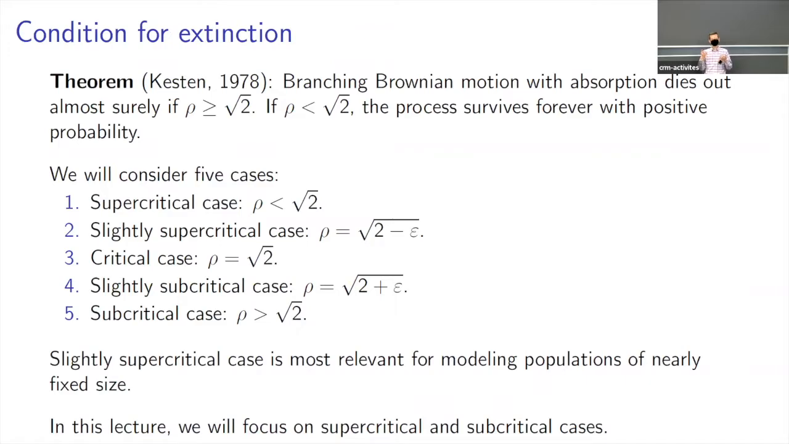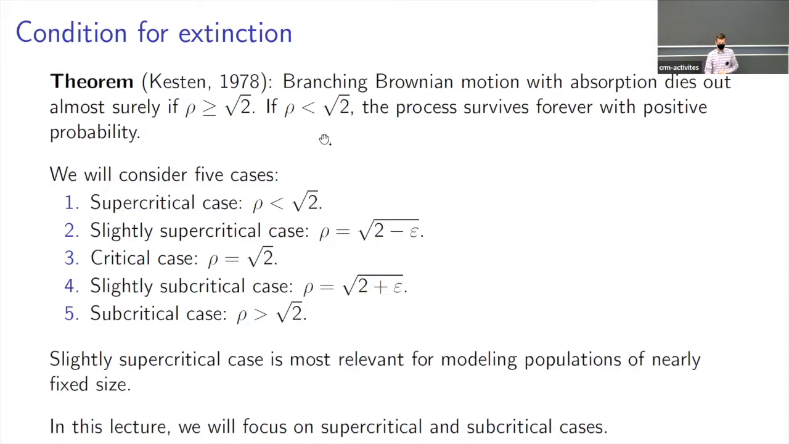Now, perhaps the most basic question that one can ask about branching Brownian motion with absorption is whether the process dies out or whether it survives forever. And Kesten answered this question in his original 1978 paper on branching Brownian motion with absorption. Kesten showed that if the drift to the left is greater than or equal to the square root of 2, so that particles are drifting fairly rapidly towards the origin, then the process almost surely goes extinct.